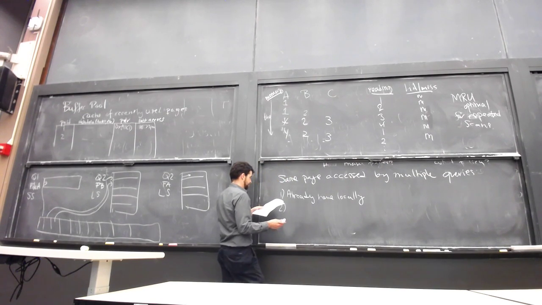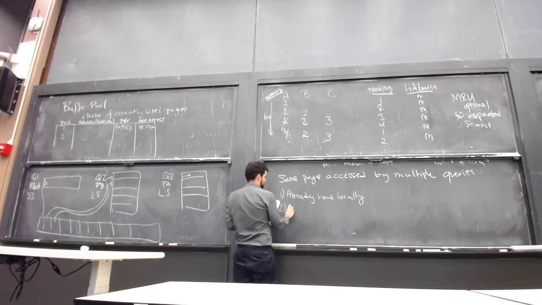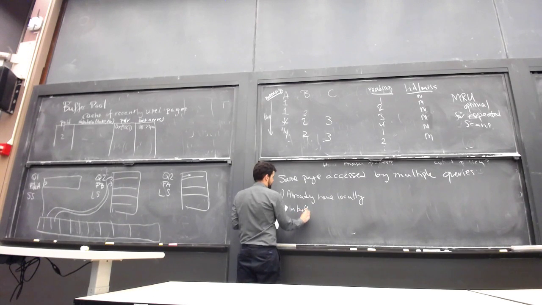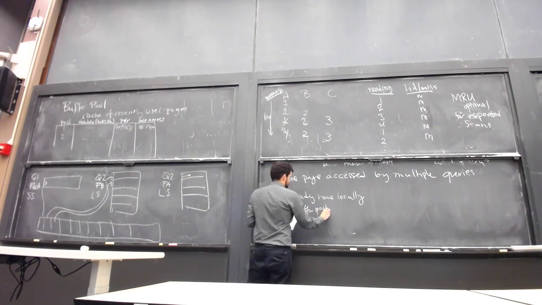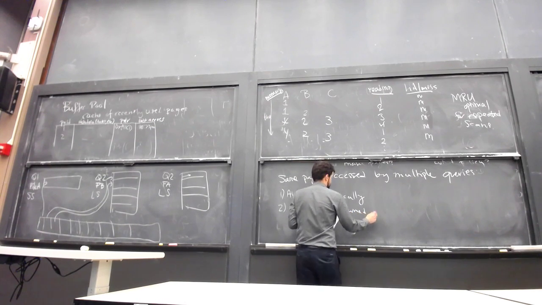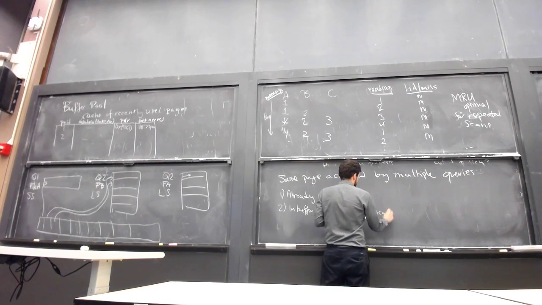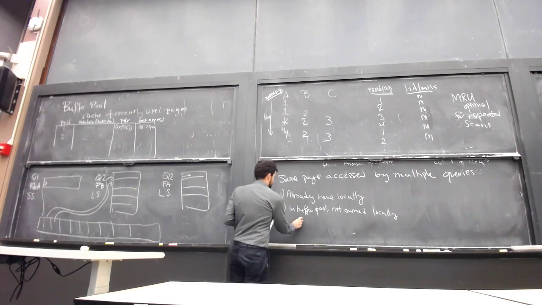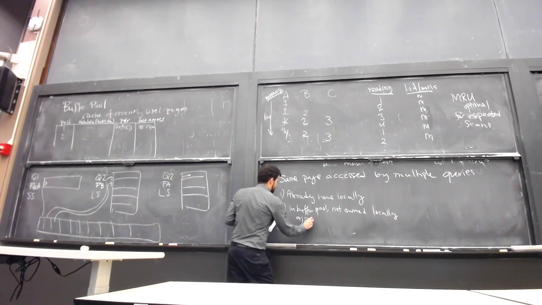Case 2 is it's in the buffer pool and not owned locally. And then there are two subcases: someone else owns it.